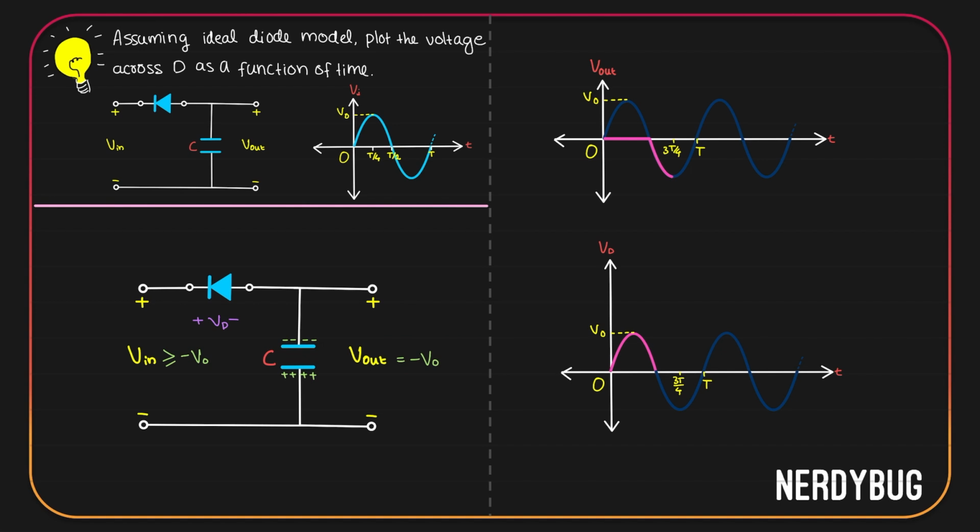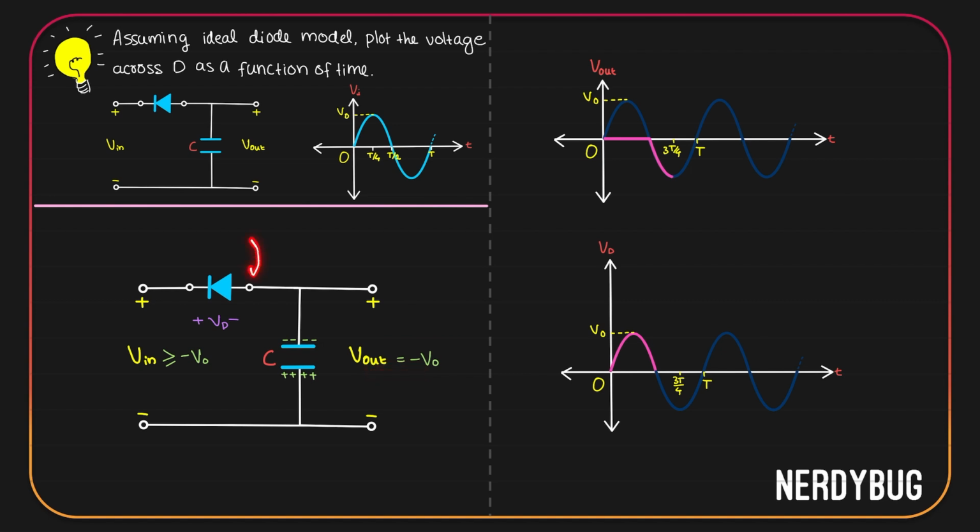If it has to become less negative, that means the capacitor has to discharge. The capacitor has negative charges here and positive charges here. If it has to discharge, electrons have to go from here to here. Current has to go from here to here. If current is flowing in this direction, that means it is flowing from the N side of the diode to the P side of the diode, which is not possible. So our capacitor cannot discharge. It obviously cannot charge anymore because that will be against conservation of energy. So the only option left is it will remain the same. V output will remain minus V naught.